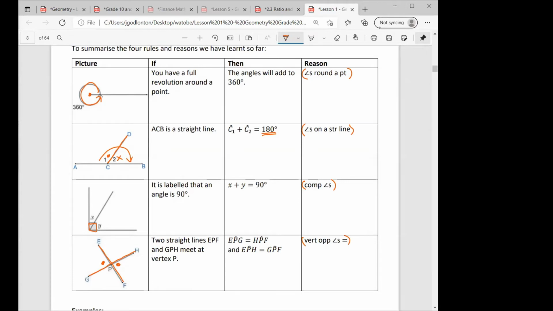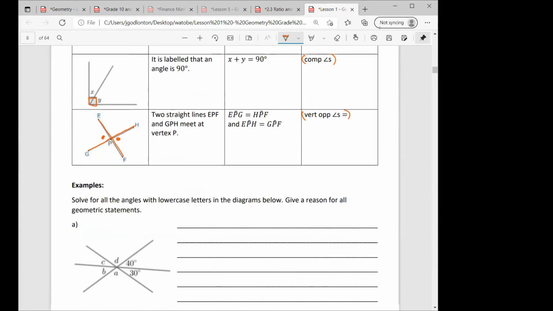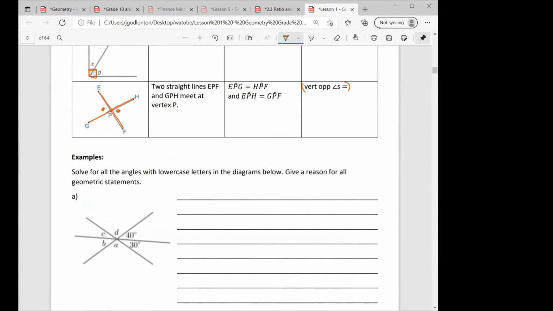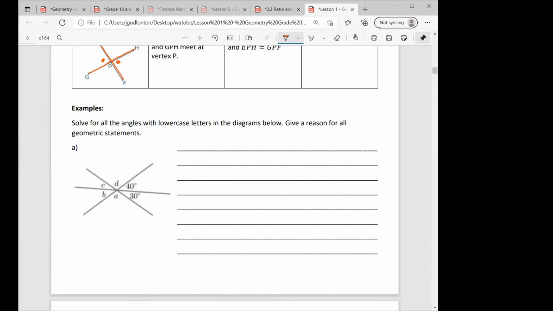We are now going to have questions where we're going to mix these all together because that's how geometry starts working. So we're going to start looking at a question like this. I'm going to help you with this first one, and then I'm going to let you work on the next one by yourself. Okay, so let's go step by step.